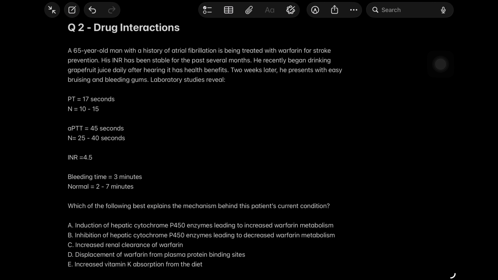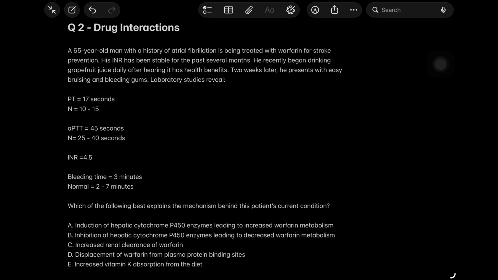Option C, increased renal clearance of warfarin. Warfarin is mainly metabolized in the liver, so renal excretion has nothing to do with this. D, displacement of warfarin from plasma protein binding sites. Although tempting, displacement occurs transiently and is associated with only a few drugs like sodium valproate and TMP-SMX or trimethoprim sulfamethoxazole. And some sources also state that salicylates at high doses can also displace warfarin from plasma protein binding sites.